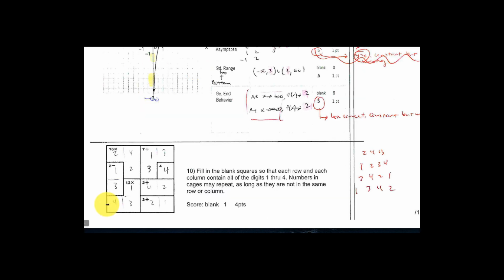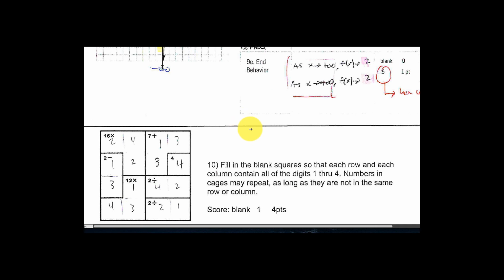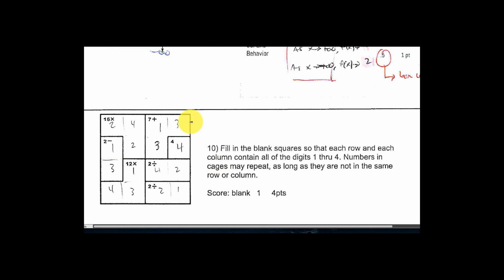And then the last part is, can you fill in the blank square so that each row and each column contain all the digits 1 through 4. Numbers in the cages may repeat as long as they are not in the same row or column. So for example, they're repeating numbers, but they're not repeating horizontally or vertically. There's your freebie. Start there.